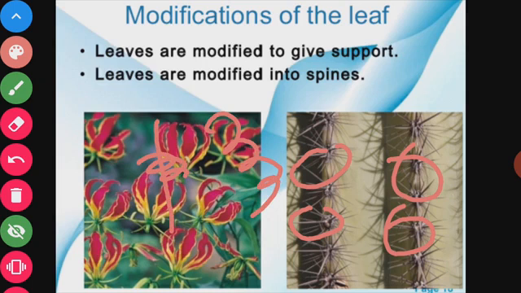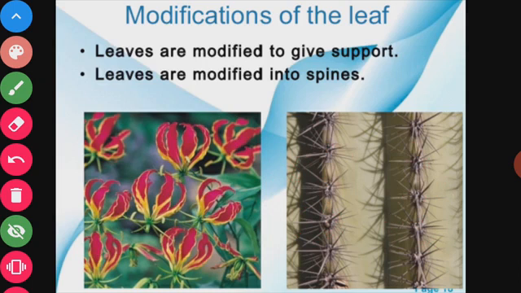In some cases, leaves are modified to trap insects, as you have read in previous classes: insectivorous plants, pitcher plant, sundews. In those plants, the leaves are modified to trap insects, such as pitcher plant and sundews, and those plants are called insectivorous plants.